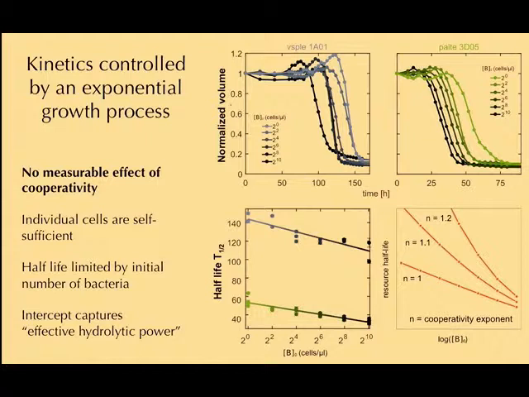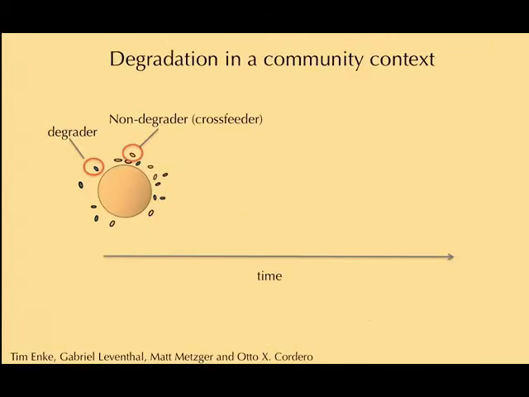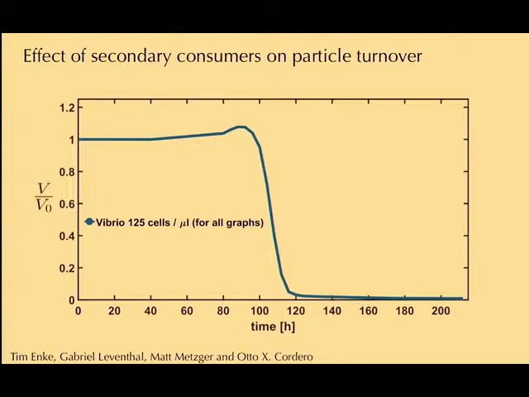Okay, so I'll move to the final punchline here, which is how this effect, the degradation of particles by primary degraders, is affected when we include the cross-feeders that I was telling you about from the beginning, the secondary consumers, I call them. So basically, make the simplest possible community with a primary degrader and a secondary consumer. What do you get?